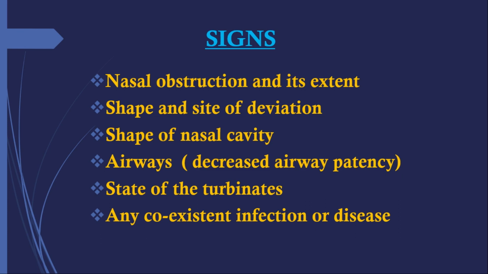While the state of the turbinates is also looked for, maybe the inferior turbinate hypertrophies on the side opposite to the deviation, which is, if there is a right-sided DNS, then the left-sided inferior turbinate may also hypertrophy and in turn cause an obstruction on both sides. Any coexistent infection or disease will also be looked for.